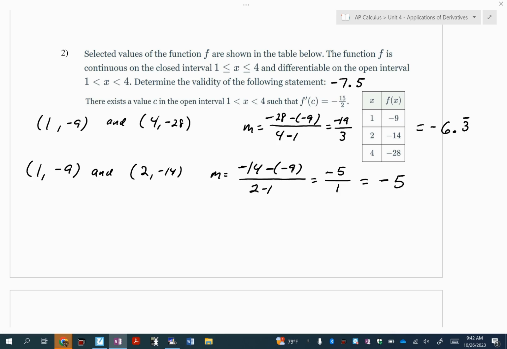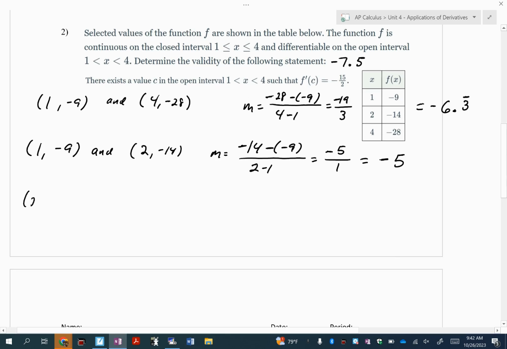Does it match? No. It doesn't match. All right, so I got to do another one because there's another pair that I haven't done yet. The middle point, so 2, negative 14, and 4, negative 28. It does not.